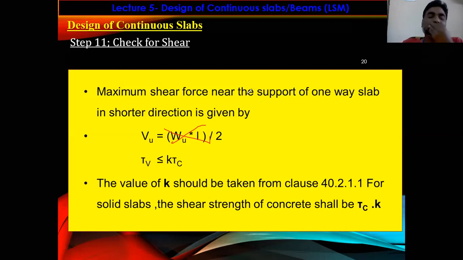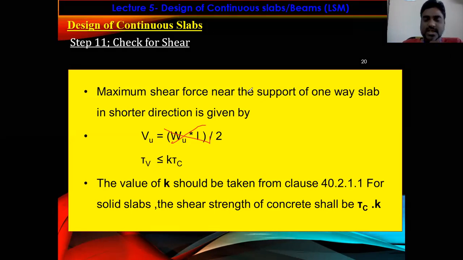So VU is nothing but your factored shear force that can be calculated from Table 13 as per IS 456 2000, right? Out of which you can take the maximum, and corresponding VU you can calculate. Tau V is equal to VU by BD, right? Then calculate the tau C value.